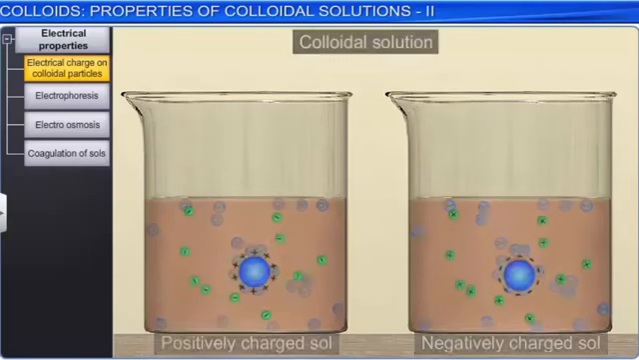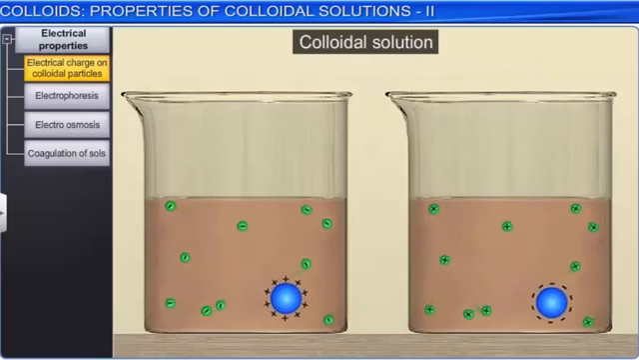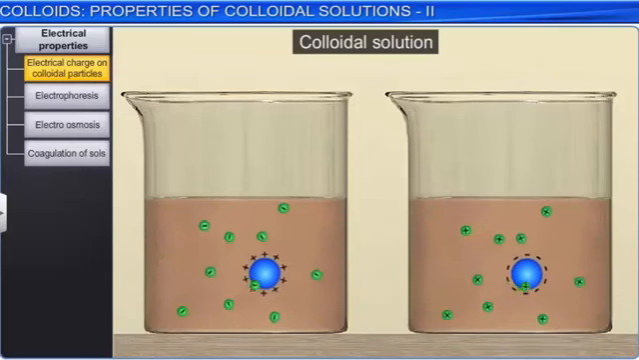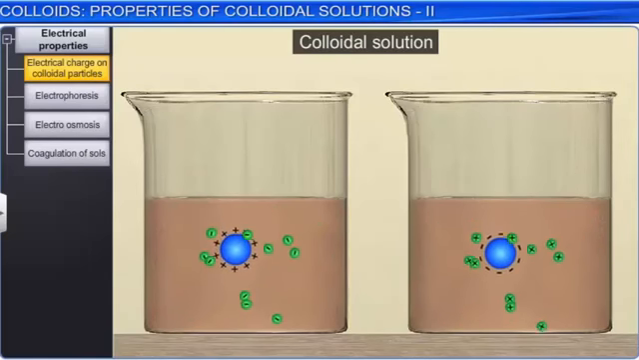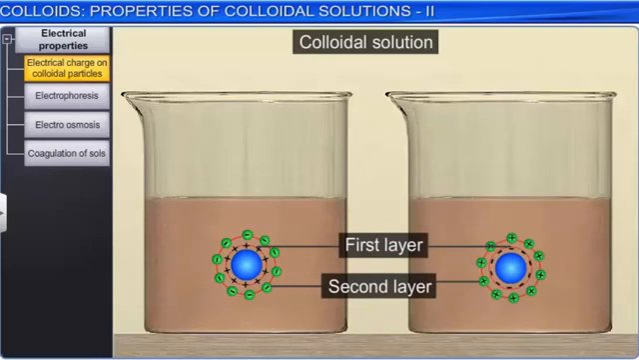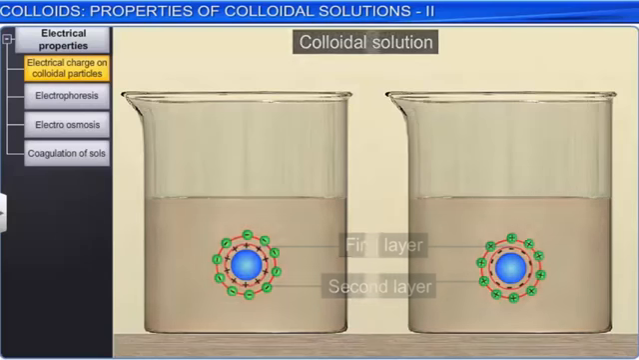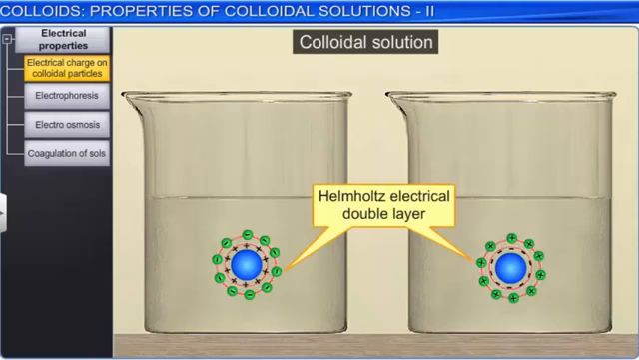The positively or negatively charged colloidal particles of a layer attract oppositely charged ions from the dispersion medium, forming a second layer as shown here. These counterions are not adsorbed on the surface of the colloidal particles, but exist in the solution. The combination of two layers of opposite charges around a colloidal particle is called the Helmholtz electrical double layer.